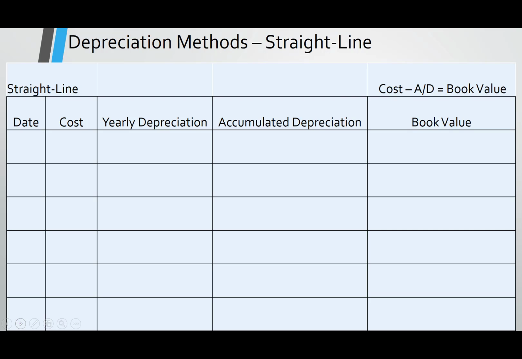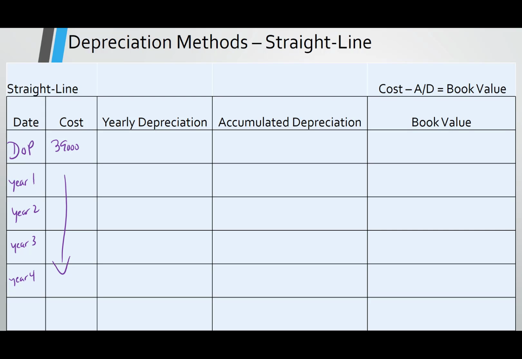The way you always want to start these out is you want to start out with date of purchase, and then we can fill in the number of years. So we have year 1, year 2, year 3, and year 4. Now, the cost is $39,000. We know that. It's not going to change. That will remain the same. And remember, on the date of purchase, we do not have any yearly depreciation or accumulated depreciation. We just have our starting book value of $39,000.